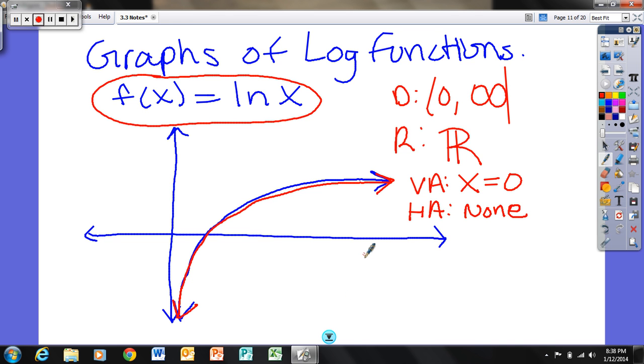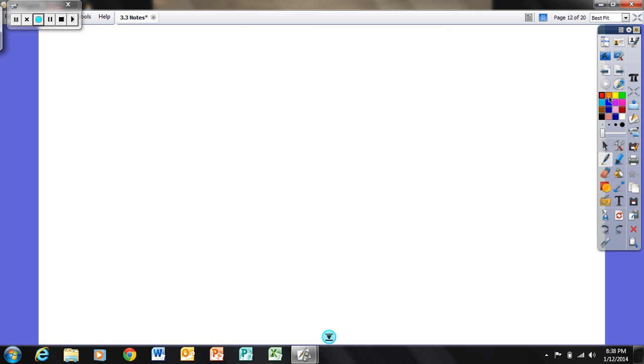And for our end behavior, the limit as x approaches infinity of ln of x is equal to infinity. So it's constantly increasing. As x gets bigger, our graph ln of x is always going to get bigger, so it approaches infinity. The last type of problem that you're going to see in this section is transforming the graphs.